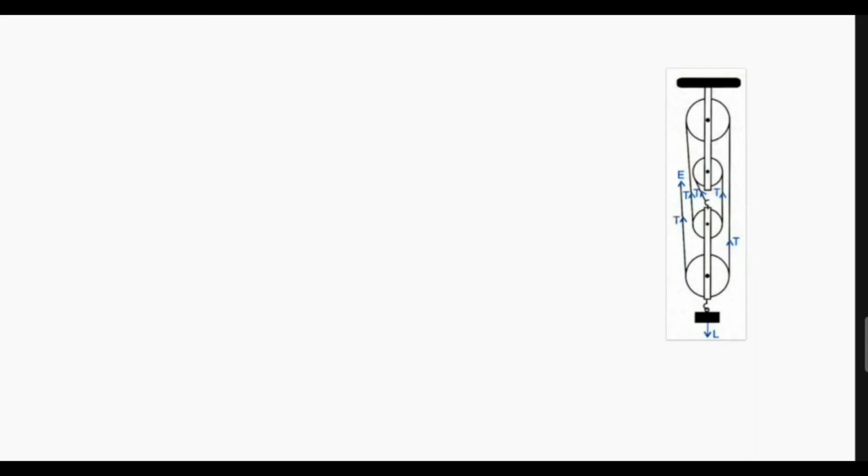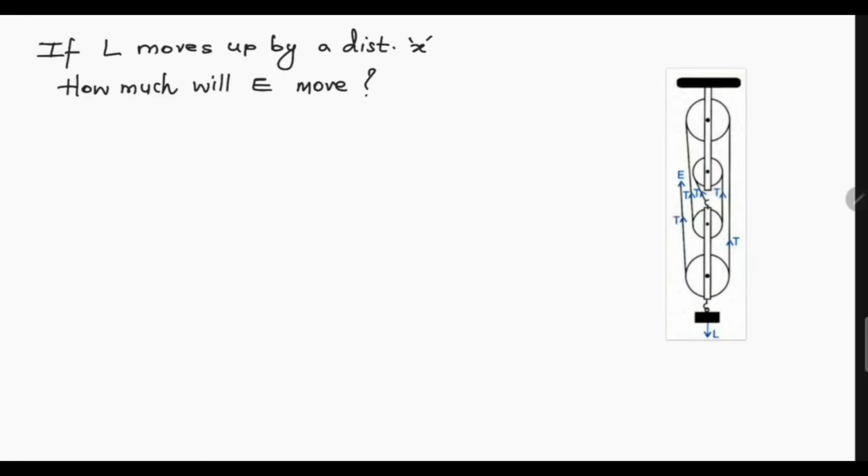And second part, they are saying that if the load moves up by a distance x, how much will the effort move? Here, the effort will move up. The answer is the effort will move up by 5x. Also, they have asked what the mechanical advantage will be. Mechanical advantage is load upon effort, but in this case, the load is supported by 5T upon T, which is equal to 5. So velocity ratio and mechanical advantage in this case are more than the total number of pulleys. This happens when you pull it upwards.